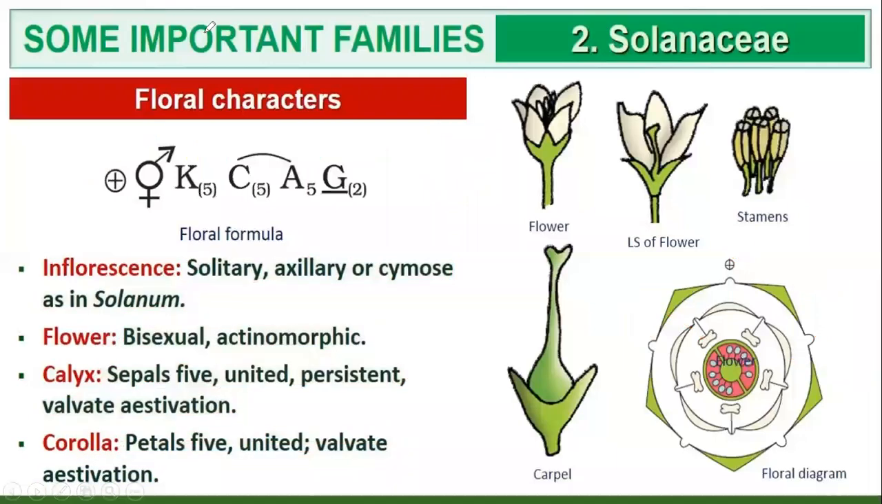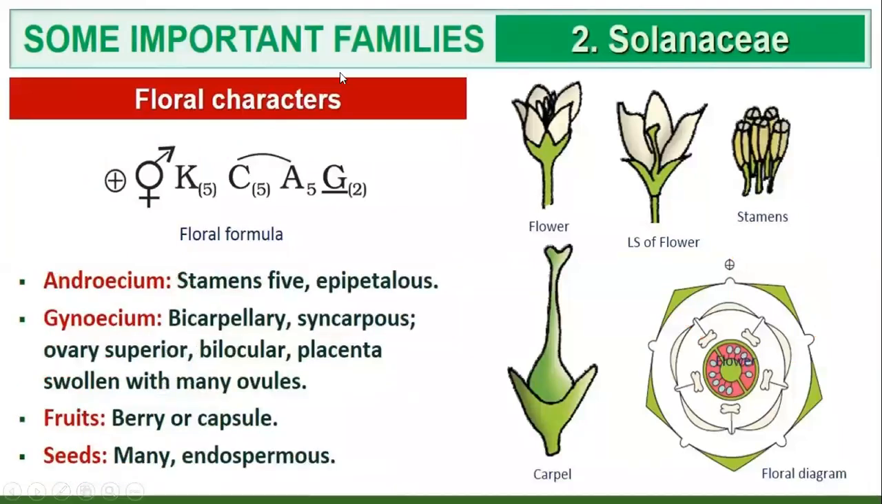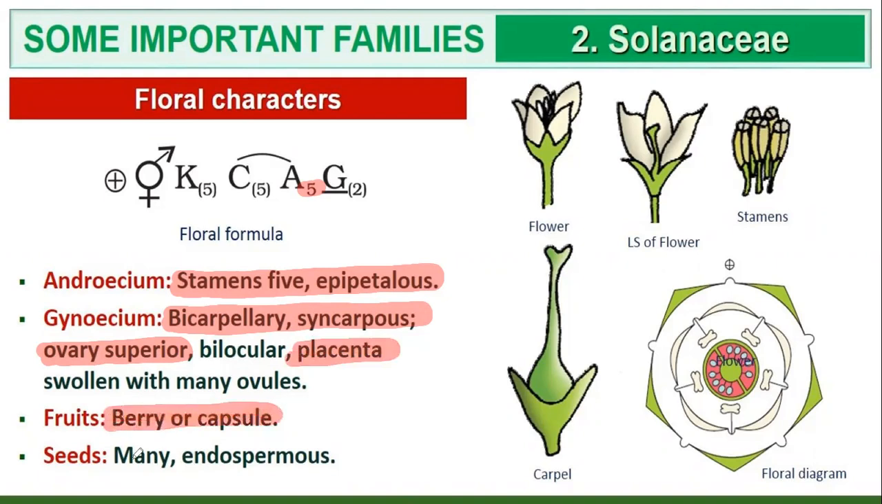When we talk about the next one, that is the androecium and the gynoecium. The androecium here, how many? So we can say 5. All 5 are basically free, but they are fused with the petal. So they are called epipetalous. Epi means above the petal. Gynoecium is bicarpellary because it is 2. Syncarpous, they are fused. And the gynoecium is above that line. So we can say it has a superior ovary. Placenta is swollen and it has many ovules present. Fruit wise, they are berries or even capsules.